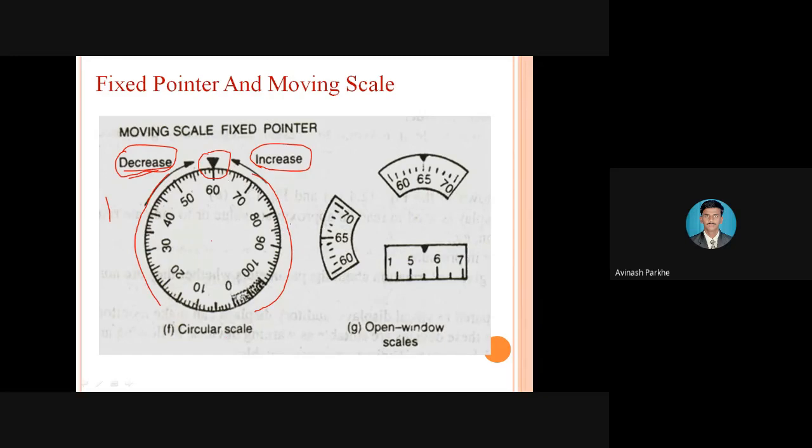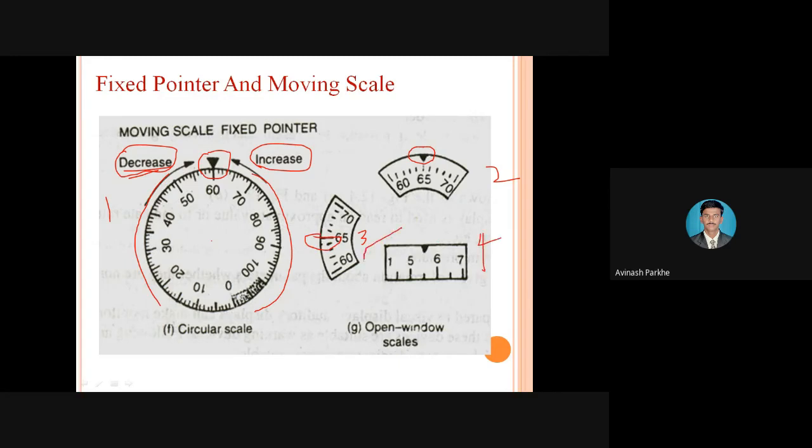Only the scale will start moving, maybe in the clockwise direction or anti-clockwise direction, as per the operation performed by that particular machine, and from that you will get the output. Therefore, this particular example is called a fixed pointer movable scale. Then again in the second figure, figure number 2, the scale is represented in a half circle. Maybe here at the top again the pointer is fixed, only the scale will be movable. In figure number 3, again the scale is movable and the pointer is fixed at this particular point.